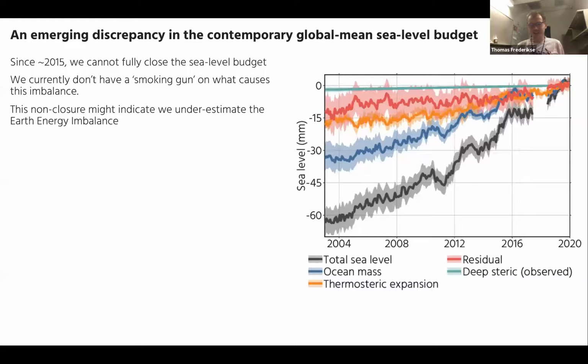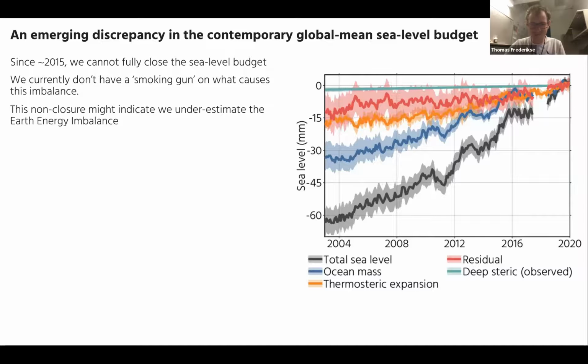So as a takeaway, since 2015 we don't really close the global sea level budget. We have a part of sea level rise that we measure with altimetry that we cannot explain from barystatic sea level or thermosteric expansion, but we don't have a smoking gun on which measurement system is suspect. But there is a possibility, if this problem is due to hydrographic observations underestimating ocean heat uptake, that the Earth energy imbalance is slightly larger than we think it is today. Hopefully soon we can find out what is going on here and update all these numbers.